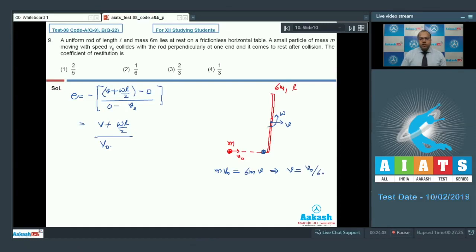And from the principle of conservation of angular momentum, I can write m v0 into L by 2 is equal to I, that is mL square by 12, so 6m L square by 12, into omega. So from here the value of omega on solving comes out to be v0 by L. So on substituting the value of v and omega, it comes out to be v0 by 6 plus v0 by 2 divided by v0. So on further solving, it comes out to be 2 by 3. So option 3 is correct. Let's move to question number 10.